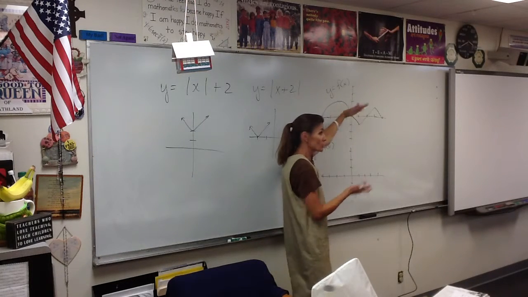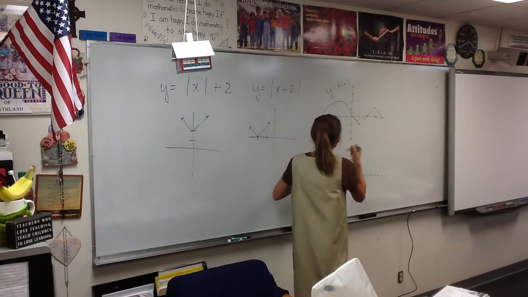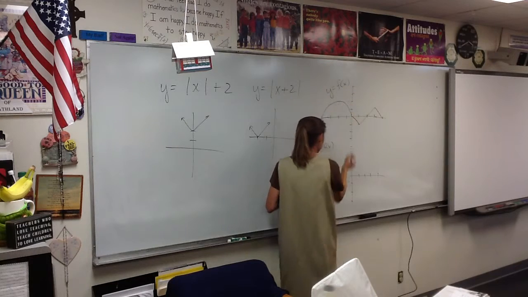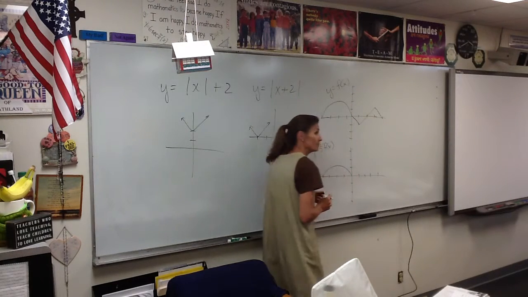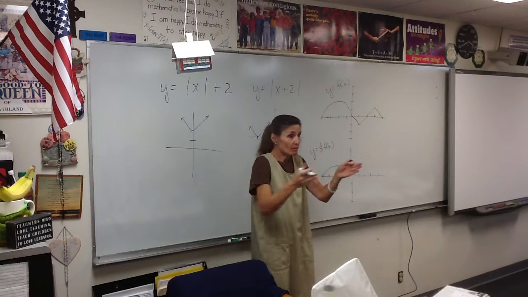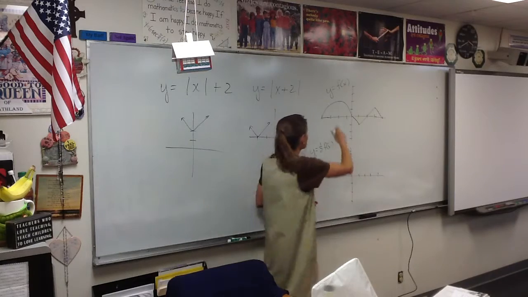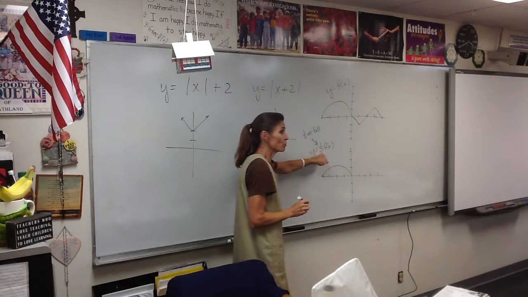It takes this picture and makes it half as tall. So instead of the circle going all the way up to 2, now the circle's only going to go up to 1. It's going to be the same length. This isn't changing. Only its height is changing. So this number right here is going to make it half as tall. This number controls its height.